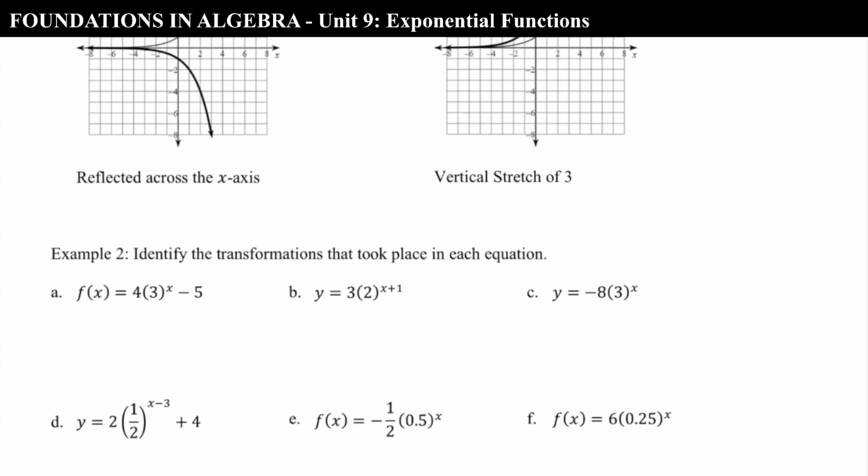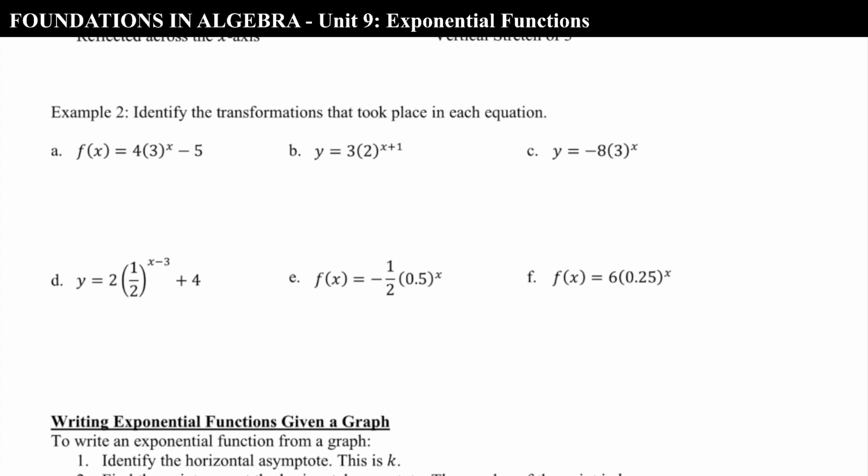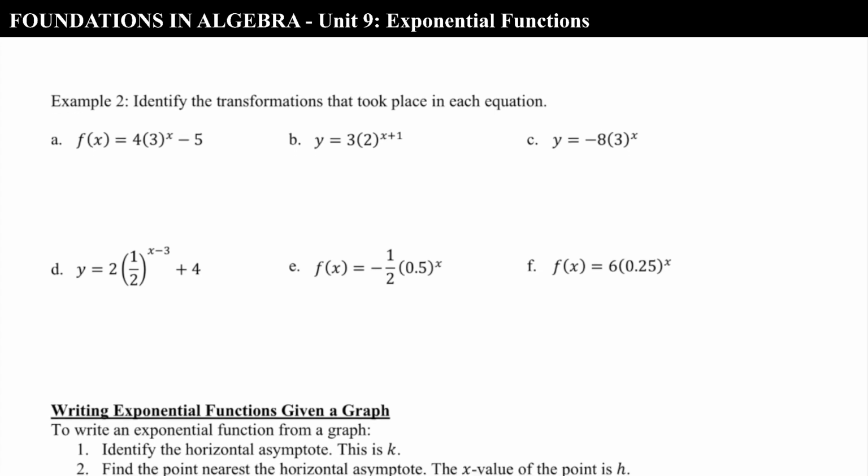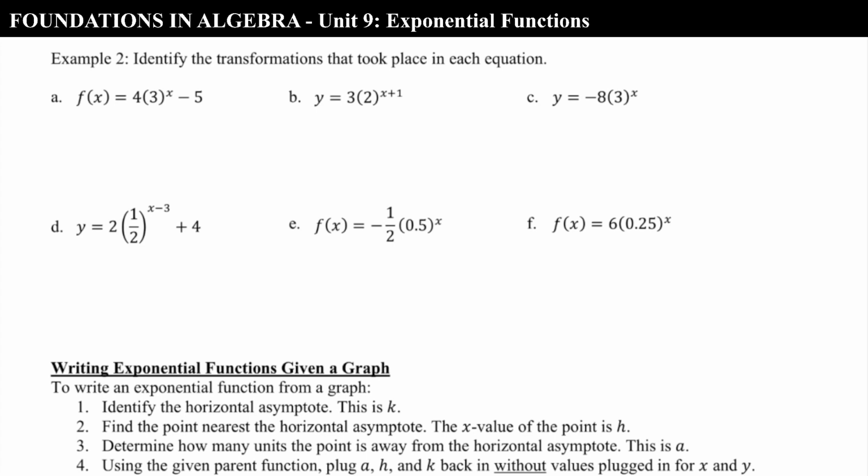In equations, it's considerably easier to determine what the transformations are, okay? So all we have to do is look at the pieces of our equation. So in A, there's no negative out in front, so we're not reflected across the x. We do have a number greater than 1, so we do have a vertical stretch of 4. And then we have 3 to the x. There's no minus in front of the x. There's no number following the x, but we do have a number on the end, -5. That means that we have translated down 5 units.